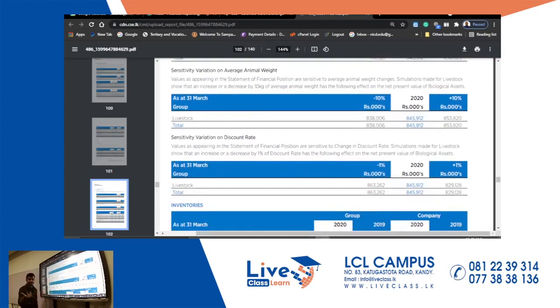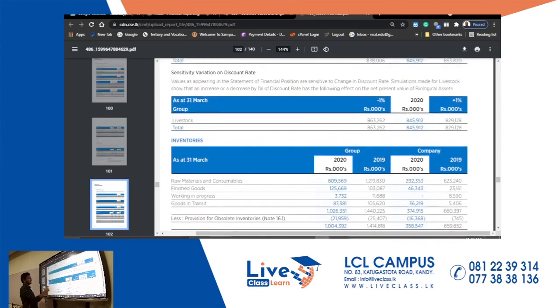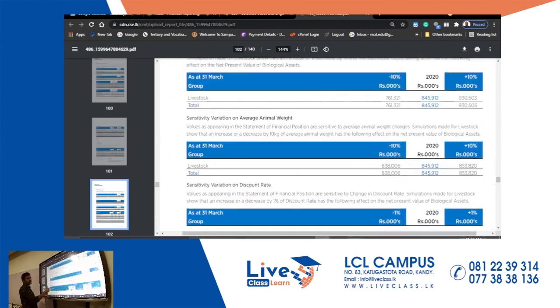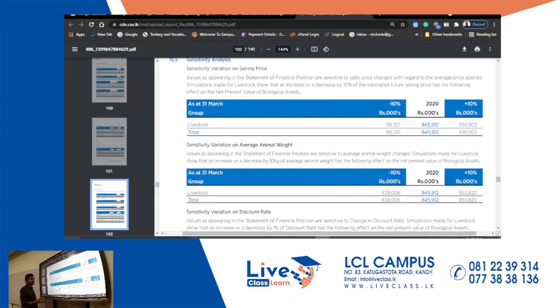Discount rate. අපි discount rate use කරනවා මේ. Value as appearing in the statement of financial position are sensitive to changes in the discount rate. Discount rate එක 1% වලින් අඩු වුණොත් 1% වලින් වැඩි වුණොත් how much will be the asset and the liabilities. හරිද? අන්න එහෙම අපි disclose කරනවා මේ fair values වලට අදාළ.